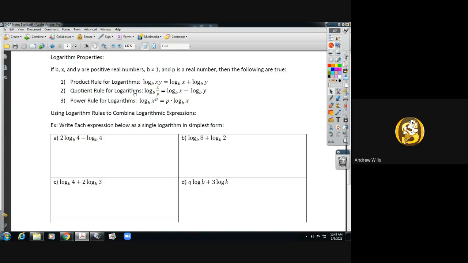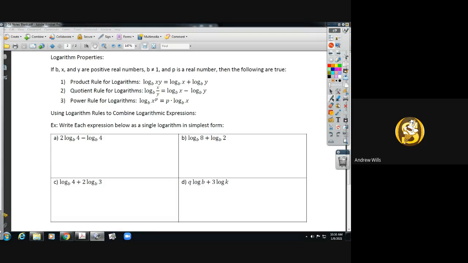So we're going to use this in two different ways. We're going to use it to expand logarithms and combine logarithms. Okay? So we'll start off with combining logarithmic expressions. We got the directions here. Write the expression below as a single logarithm in simplest form. So on number one, we are going to take that expression and we are going to use the logarithm rules to combine it down into a single logarithmic expression.